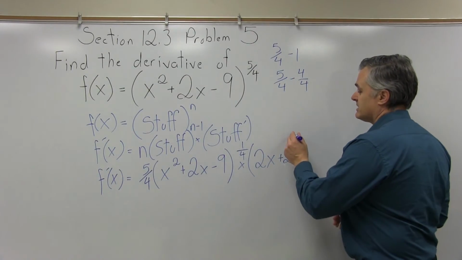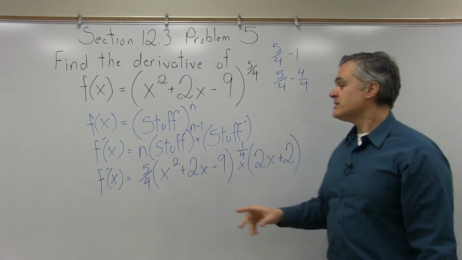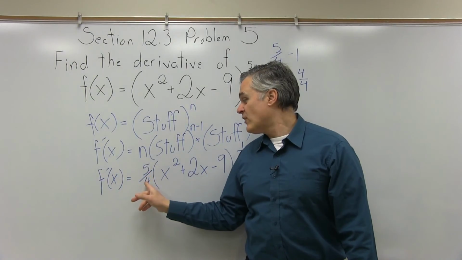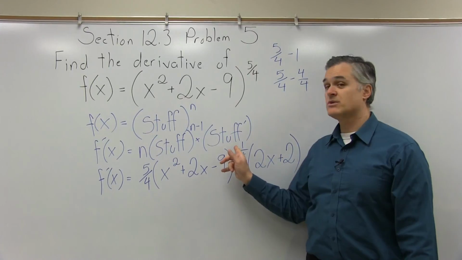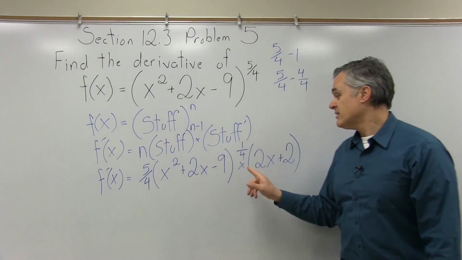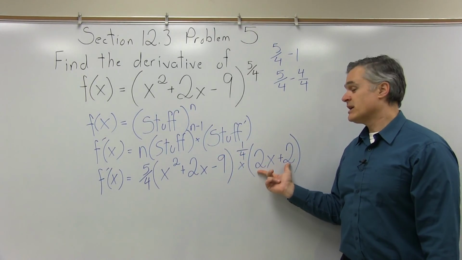So I can close up the last set of parentheses now, and that's the final answer. F prime of x is 5/4 times, in parentheses, x squared plus 2x minus 9, close the parentheses, raised to an exponent of 1/4 power, times a new set of parentheses, 2x plus 2.